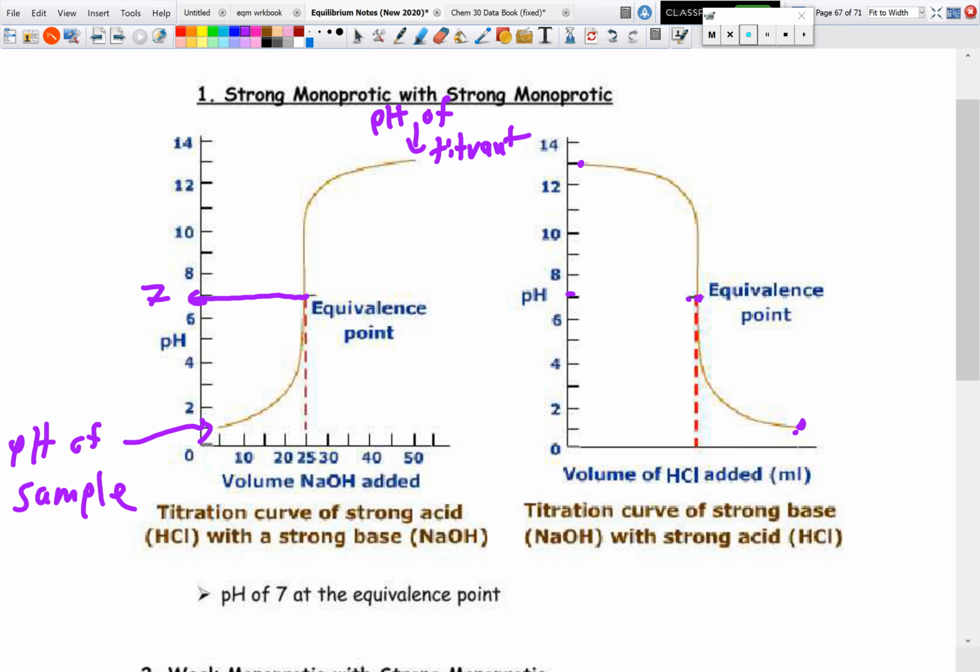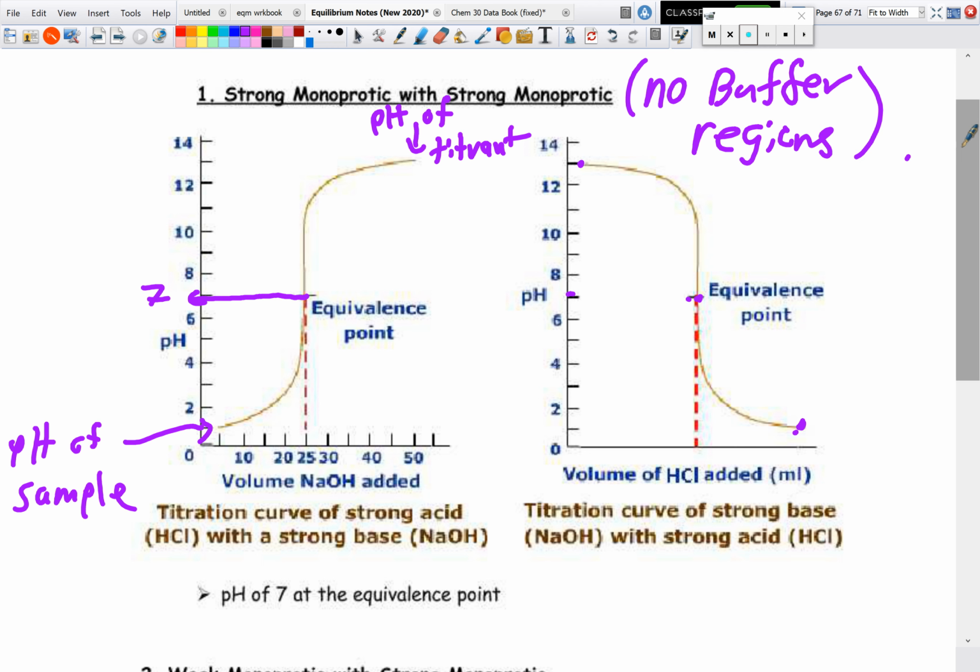Now for our strong monoprotic acid and strong monoprotic base, there are no buffer regions. And the reason for that is a buffer needs to be a weak acid or base with its conjugate acid or base. So where we're dealing with a strong monoprotic acid and a strong monoprotic base, there's no weak one, and therefore no buffer.